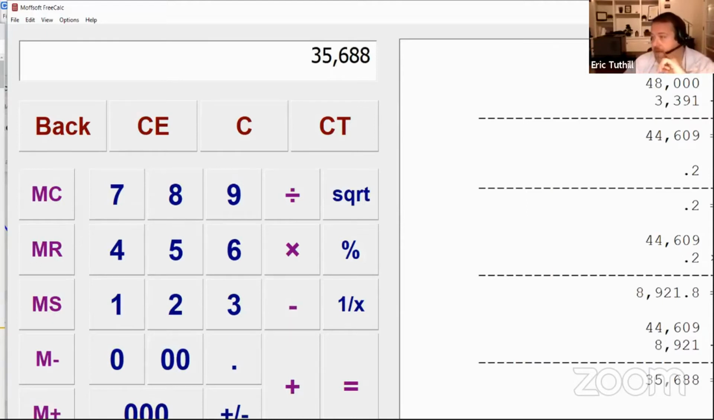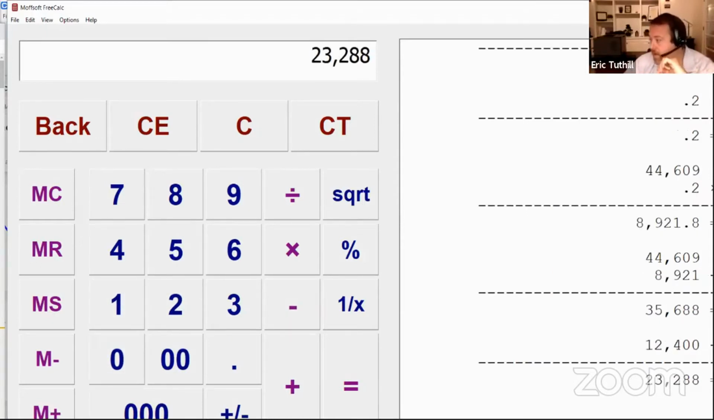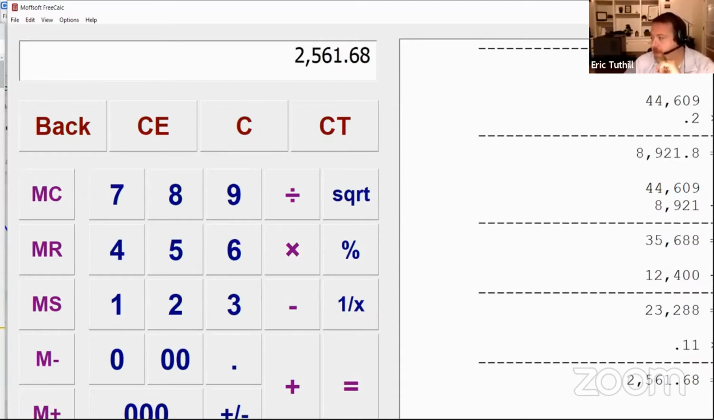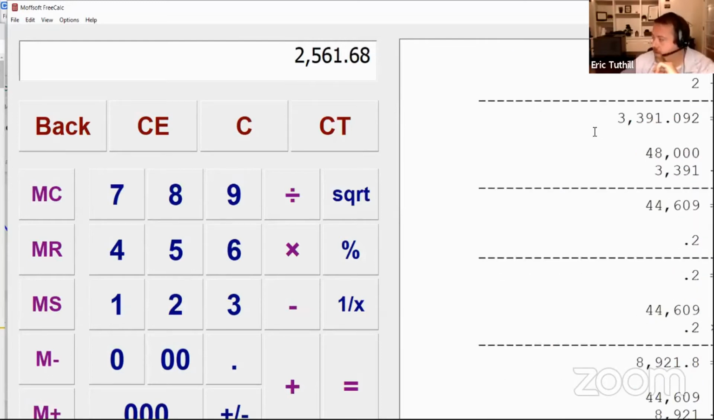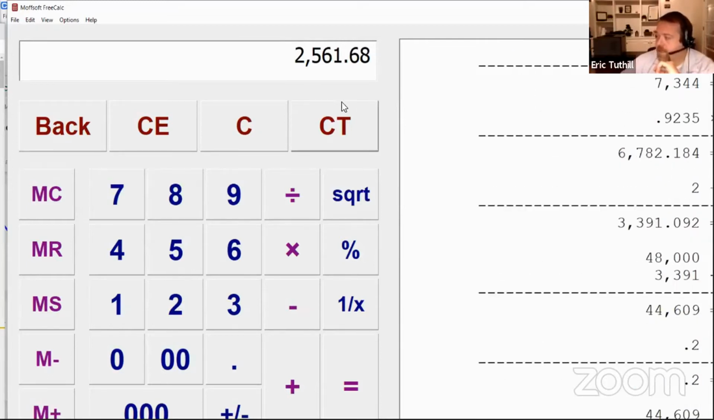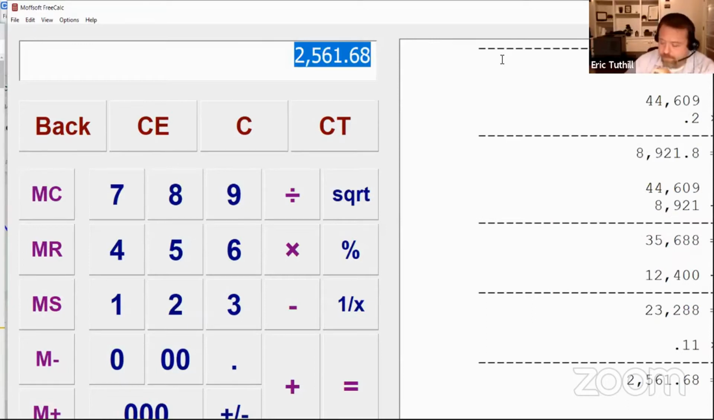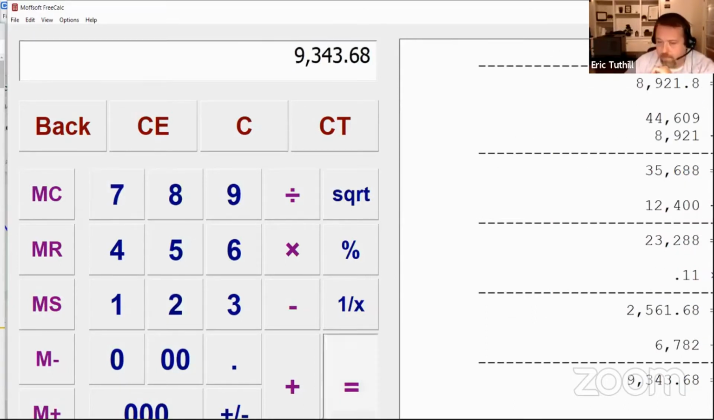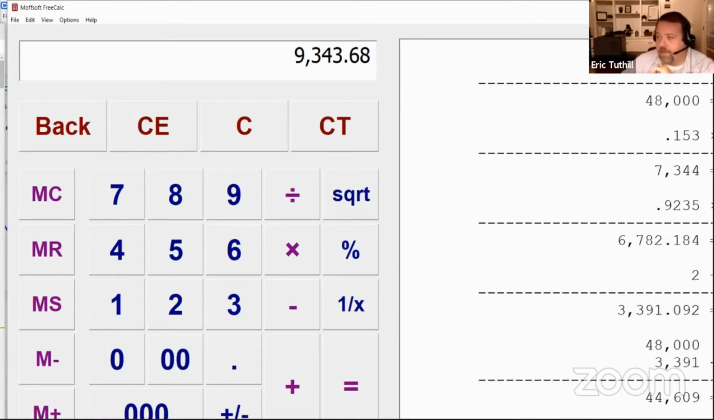So $44,609 minus $8,921 approximately is $35,688, right? We get a standard deduction of 12,400, right? Now we're down 12,400. Now we're at 23,288 bucks when all said and done, right? That's taxable income. That's what the federal government's going to tax you on. Roughly around 11% effective rate. So I'm just going to use 11% here as a figure. So we're paying $2,561 plus the self-employment tax of 6,782 bucks. So this is the total amount of tax that Sam's going to have to pay on $60,000 worth of income.